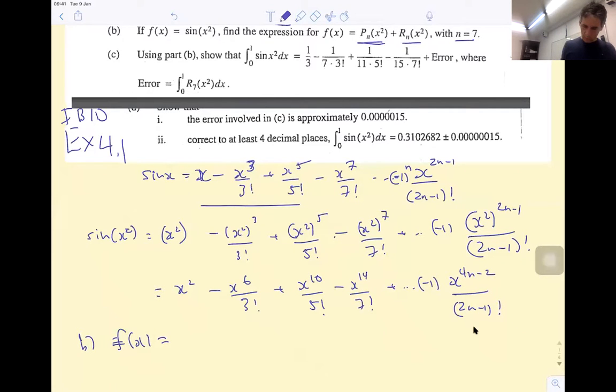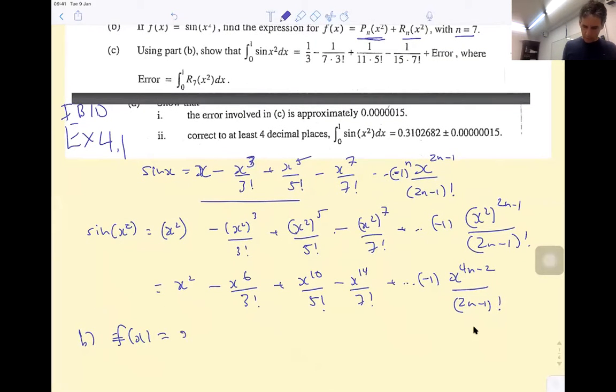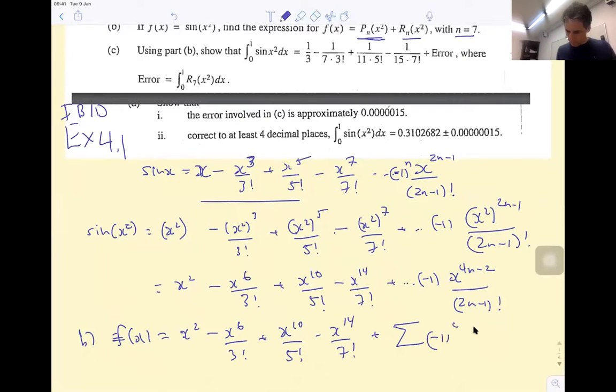Okay, so what we're actually going to end up with here is x to the 7 minus x to the 6 over 3 factorial, x to the 10 over 5 factorial, minus x to the 14 over 7 factorial. So that's what they mean by n is 7. And then the rest of the stuff would be everything else. So what's left over? Well, we'd have our expression here.